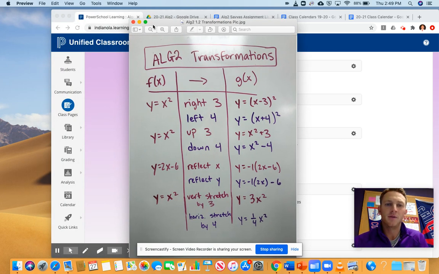All right, Algebra 2, here's a little cheat sheet for our transformations of a function. Here's the original function over here on the left, translated to the new function on the right. We're going to start with y equals x squared.